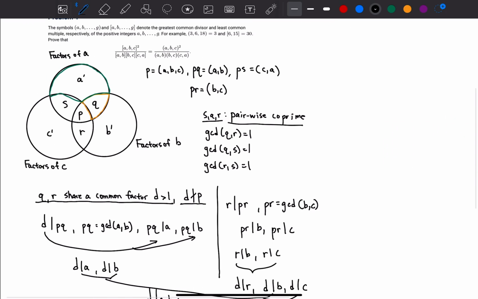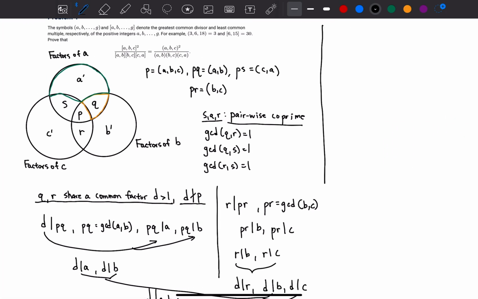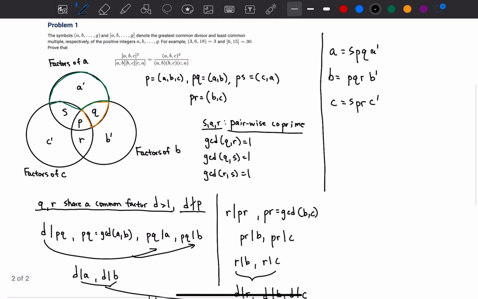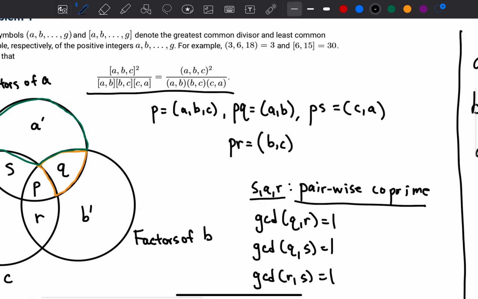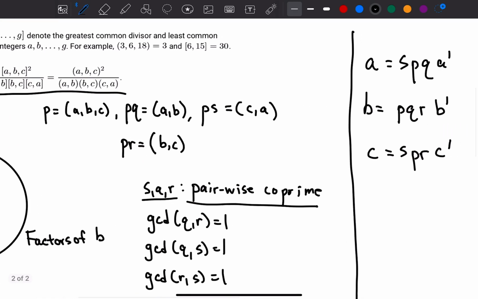Okay, so now we can write A out. We can say A equals S P Q A prime, B equals P Q R B prime, and C equals S P R C prime. Okay, very nice. And now we go back to our problem. It said we want to prove this, right? So we already have the entire right side because this equals P, and then this is equal to PQ, this is equal to PS, and this is PR.